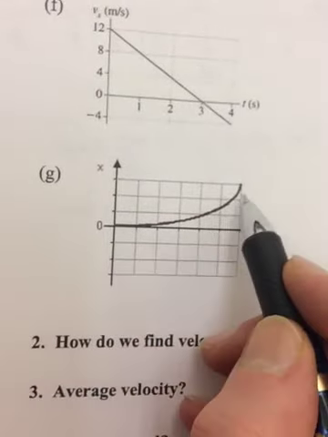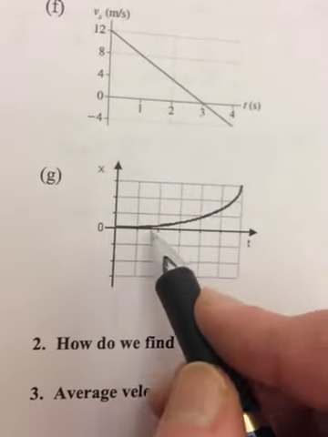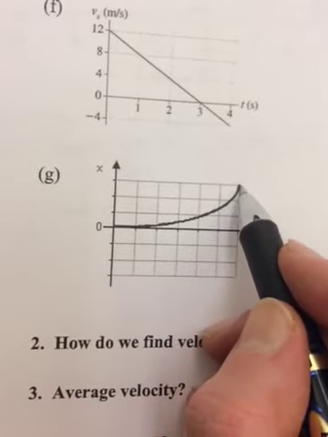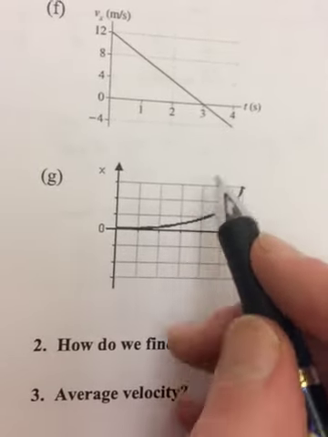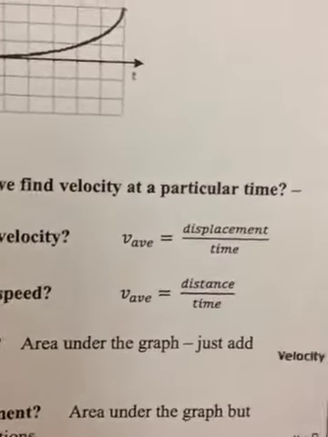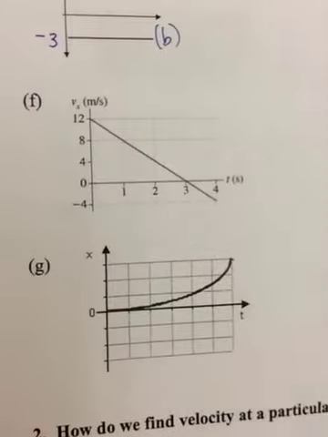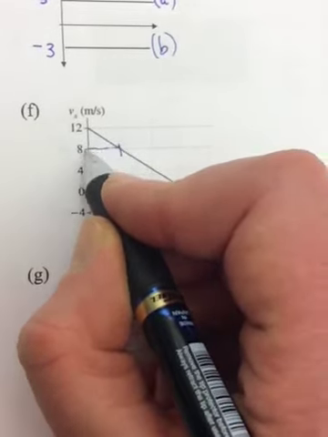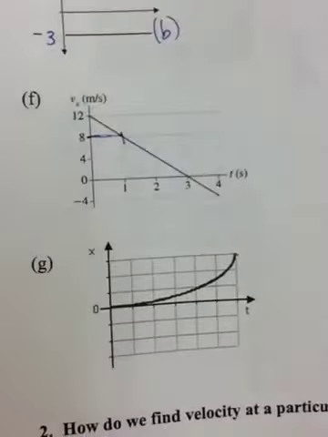This guy, the acceleration is not constant. The velocity is increasing, getting bigger, getting bigger, getting bigger, but not at a constant rate. All right, couple more. How do we find the velocity at a particular time? Look at the graph. If I want the velocity here at 1 second, I go up, I read it off the graph. It's 8.